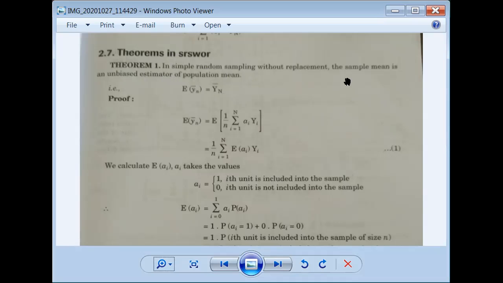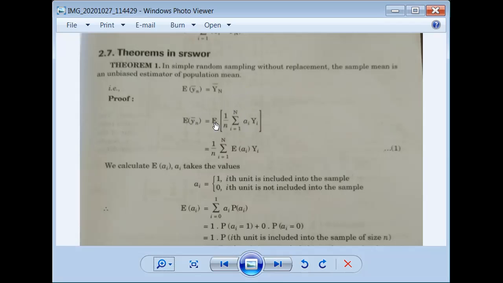So we have to prove that the sample mean is an unbiased estimate of the population mean. Taking the expectation of small y bar n, you can prove that the value is equal to capital Y bar n. Now I am taking the LHS: expectation of y bar n equals expectation of the sample mean formula, 1 by n summation i equal to 1 to n ai into capital Yi.